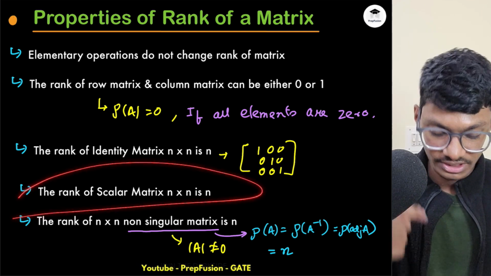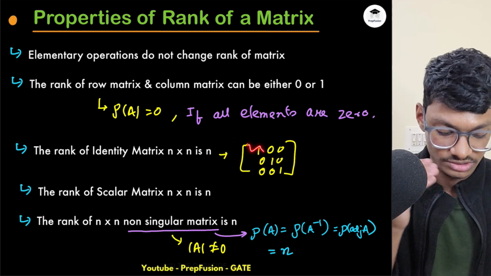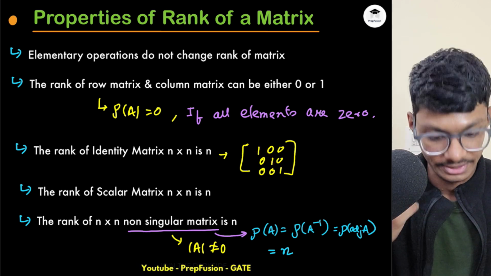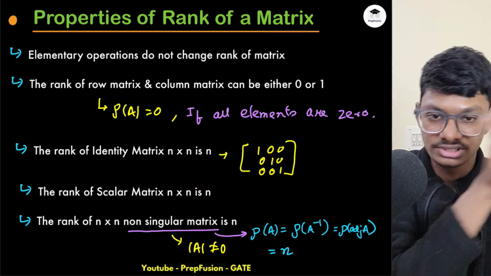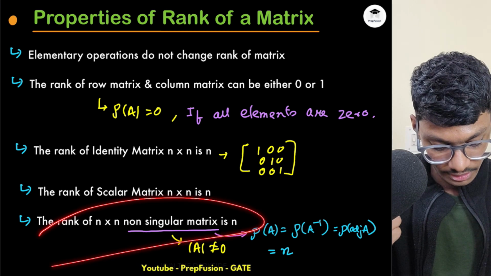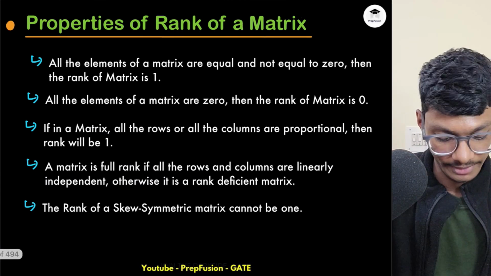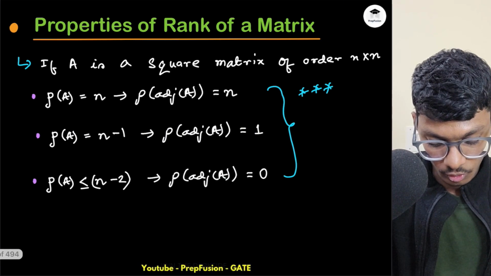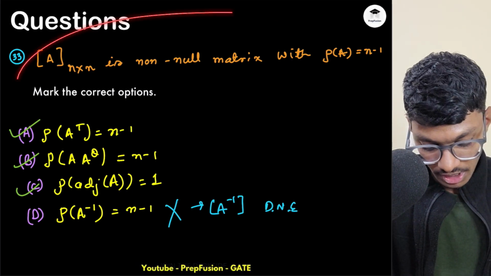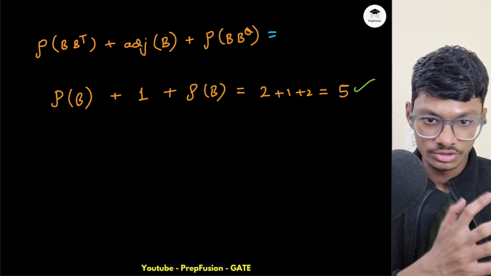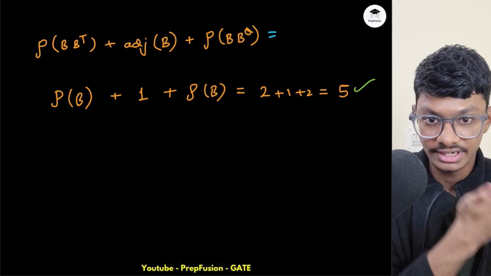Okay, and the rank of a scalar matrix is n. Basically, just multiply a scalar with the identity and it becomes a scalar matrix. So the rank is n because I'm just scaling, it won't change the rank. Again, the rank of a non-singular matrix is n because it is a full rank matrix. So all these are properties we learned. I won't go much into detail. I proved a few things to you, and then we did a few questions on that. Basically we'll do the question that I had at the end of this lecture.